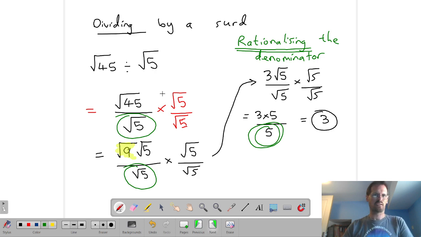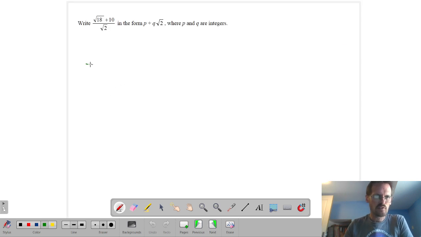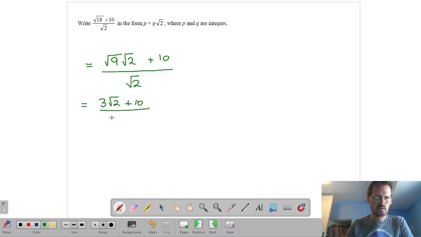Now, here's a fairly typical exam question which involves all of the above. We've got root 18 plus 10 all divided by root 2. And we're going to first of all simplify the root 18. We're going to change that into root 9 root 2, because 9 times 2 is 18, plus 10 all divided by root 2. Now the root 9 just becomes 3, and that's 3 root 2 plus 10 all over root 2.